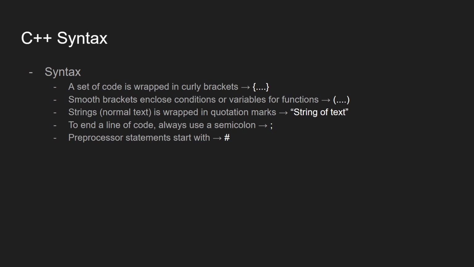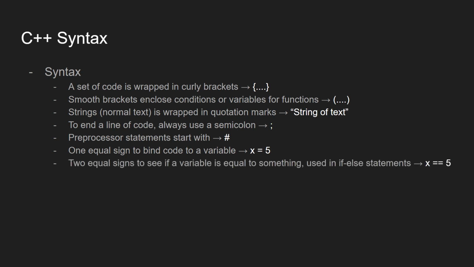This indicates that it's a preprocessor statement and should be done before anything else. One equal sign binds a value to a variable. In this example, it's an integer, a number. So in this case, x equals 5. And two equal signs is when you say if x equals 5, you check if x is actually equal to 5, and then you get an output of a bool, which is a true or false statement.